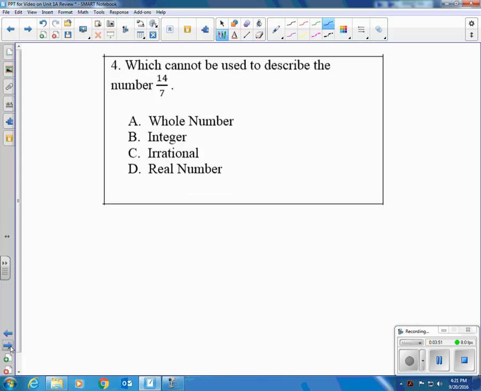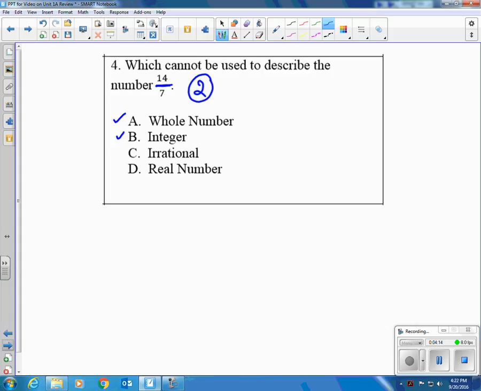Number 4 says, which cannot be used to describe the number 14 over 7. Okay, well, again, I have to simplify it. 14 divided by 7 gives me 2. So this is the number that I'm actually talking about. And I'm going to go through and just do a true-false in front of these. 2 is a whole number. That is a true thing. I'm going to check it off, okay? We have 2 as an integer.